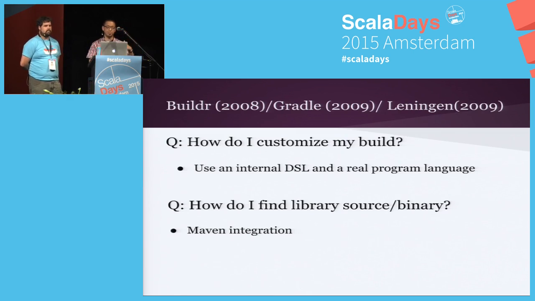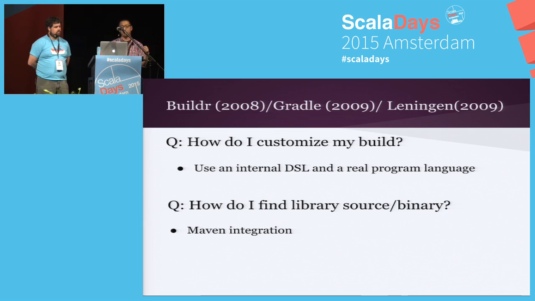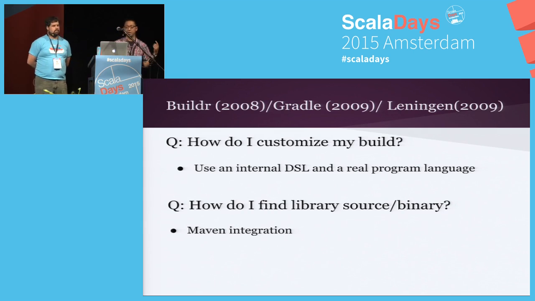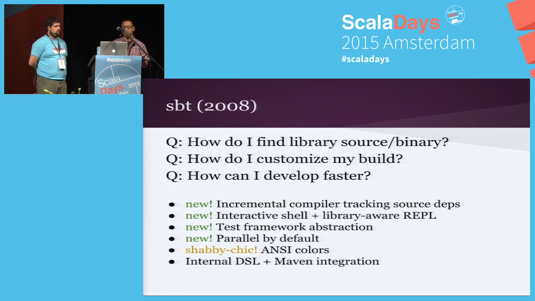So combined with all these movements, now we have a combination in which, how do I customize my build? You use an internal DSL using a real programming language. And how do I find the library source? So the two forces of Rake and Maven now combine in various ecosystems. Buildr happens in 2008, Gradle happens in 2009, Leiningen happens in 2009. So each programming community basically copies this idea of using the programming language to describe the build. And you can essentially see SBT also as an offshoot of that philosophy.